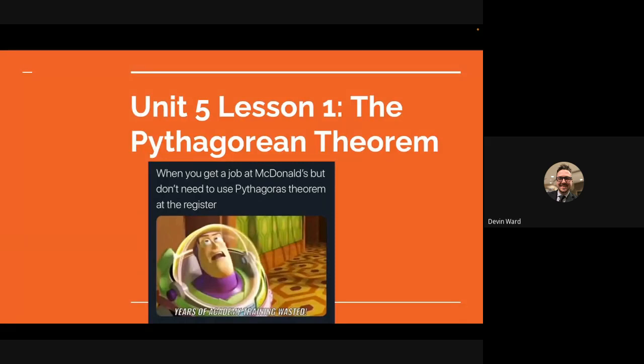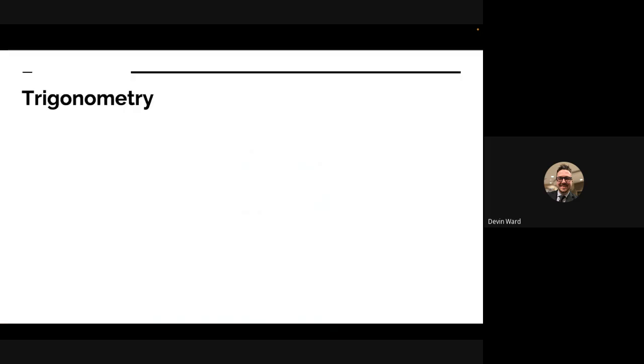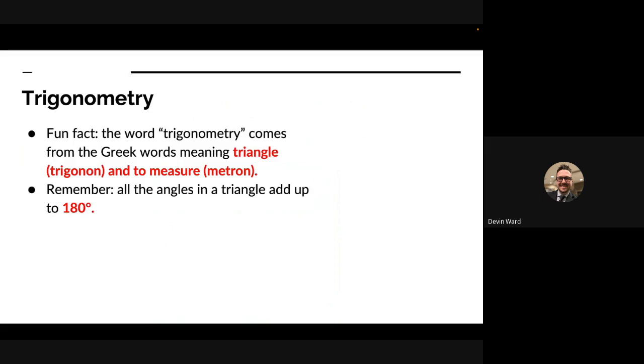This should hopefully be review. Going to be starting trigonometry, and we're going to start with the Pythagorean theorem. Okay, so a couple of fun facts about trigonometry. The word trigonometry comes from the Greek words meaning triangle, trigonon, and to measure, metron. So trigonometry, measuring triangles, okay?